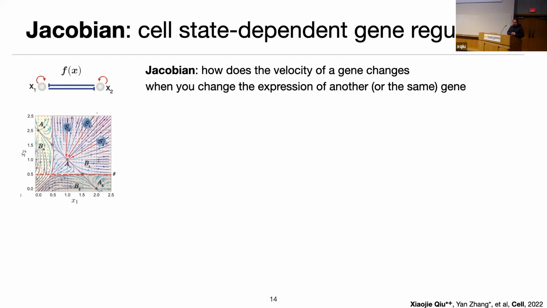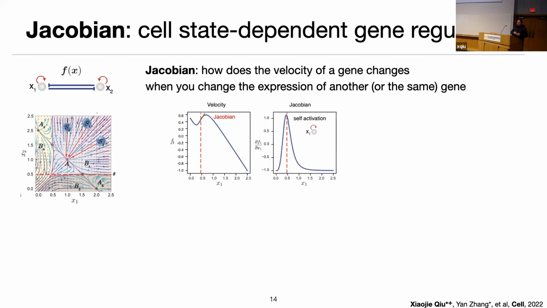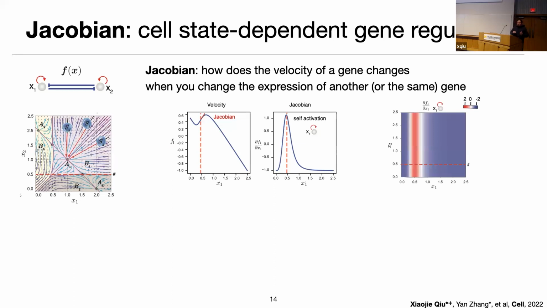Here, let's look specifically at this dashed line where X1 gradually increases and X2 is fixed at around 0.5. We can then plot the velocity of X1, or F1, as a function of X1 and get this kind of curve. We can then calculate the partial derivative of F1 with respect to X1, and just get the Jacobian from X1 to itself. You can immediately appreciate that there is a strong positive peak. This indicates self-activation, as shown in the motif on the left. Because we know the mathematical equation of the system, we can map out the Jacobian for any point in this space and use a heat map to visualize it. Again, you can see the activation from X1 to itself.